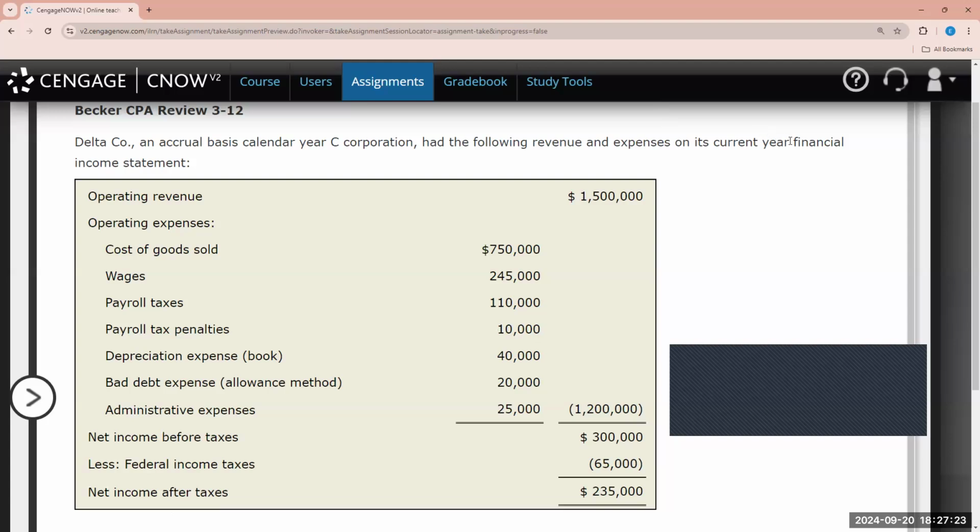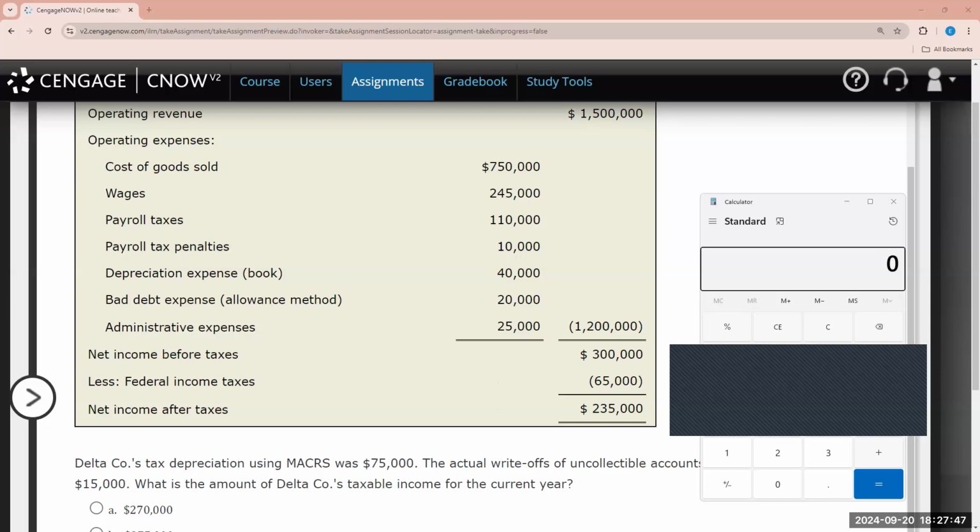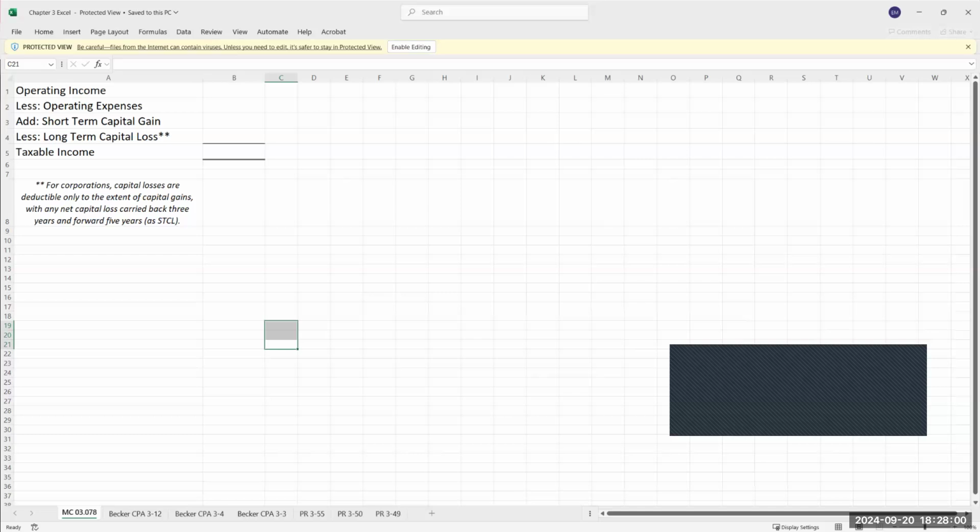So again, this represents the financial income statement, but we need to determine the amount per Schedule M-1. So again, that's the purpose of the M-1. The M-1 is to help reconcile the differences between the financial statement income and the tax return income. So to determine such, we are going to quickly look at a spreadsheet.